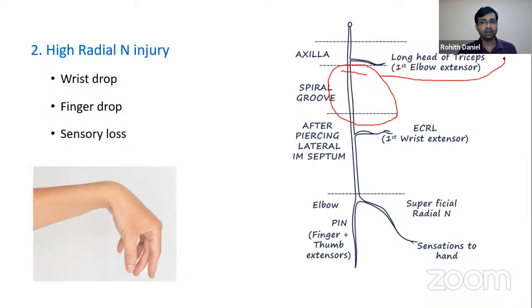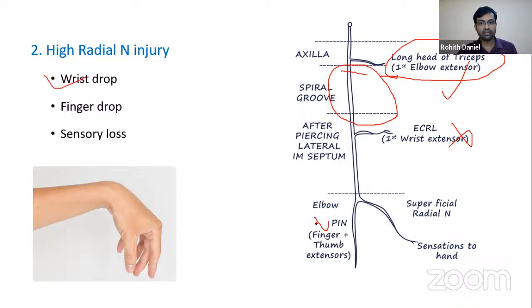So what has happened to the long head of triceps? It is spared. Long head of triceps is spared. So will the elbow extension be gone? No. Elbow extension will be intact. So there won't be any problem with elbow extension. Only problem is with extensor carpi radialis longus, where the patient will develop wrist drop.